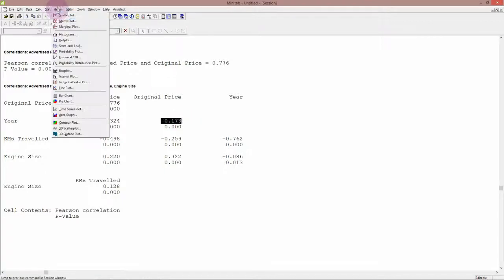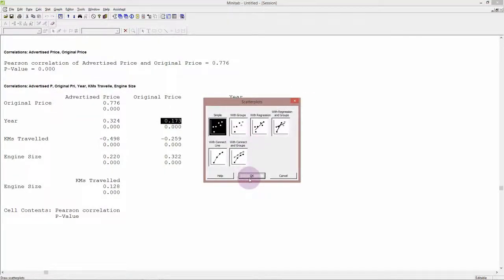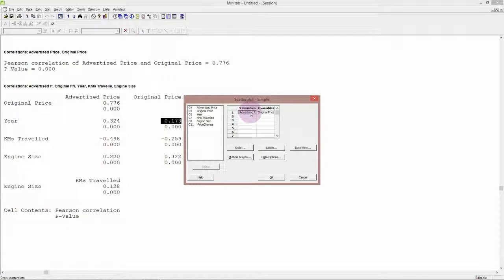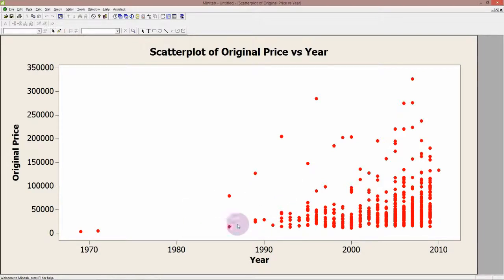Now if we plot this, let's delete that and put in, actually let's switch these around, because now we're interested in year along the x-axis and the original price on the y-axis. Just double click that. Okay. So there is a small upward trend. However, there were still expensive cars in the 1990s as there are expensive cars now.